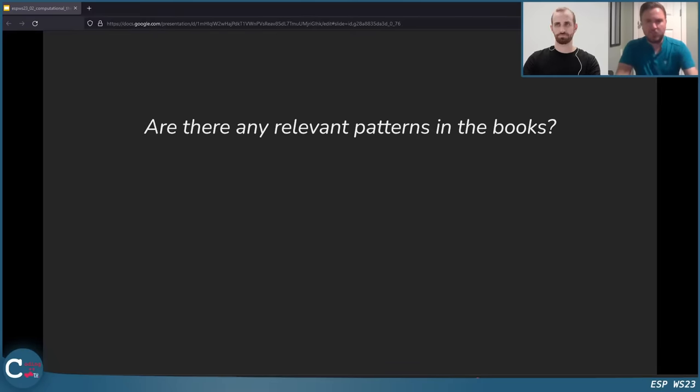Okay, what else could we think of? I mean, there are some patterns. One pattern that we already recognized is that we have different colors. What else are patterns probably in a book? Any ideas? What patterns do we see when we have this bunch of books, actually? Like, when you have a look at books, what else do you see?